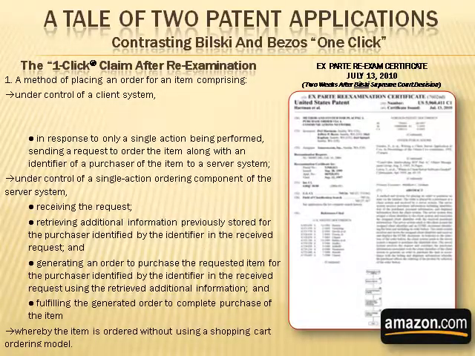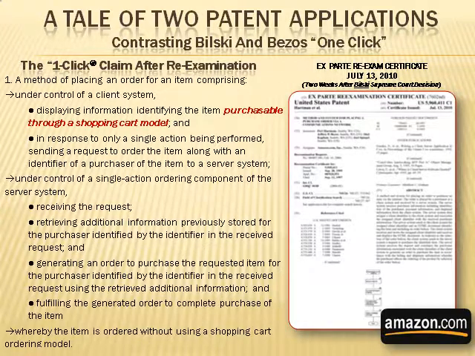In the re-examination certificate, the U.S. Patent and Trademark Office required the modification to the independent claims of the one-click patent. The modification included merely that the step displaying information identifying the item be modified to displaying information identifying the item purchasable through a shopping cart model. In essence, it is fair to say there was an inconsequential modification to the one-click claim as it affects the protection needs and licensing needs of Amazon.